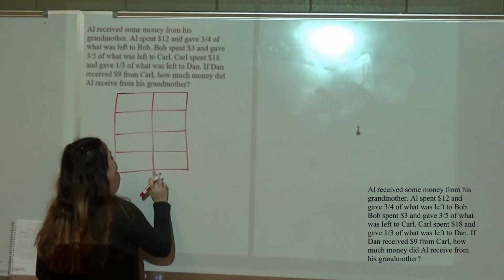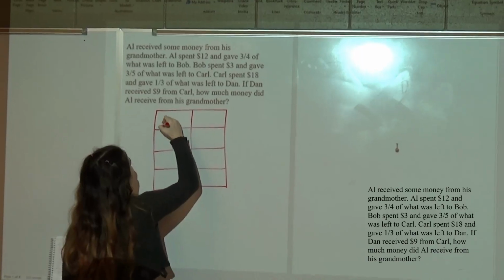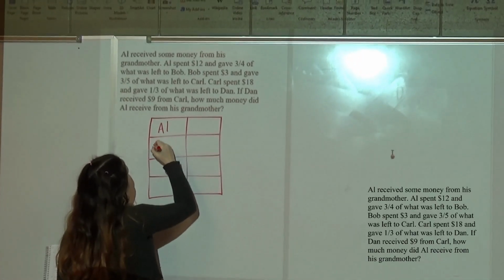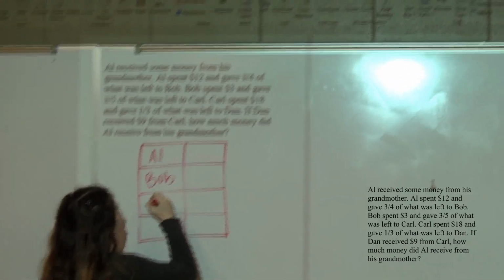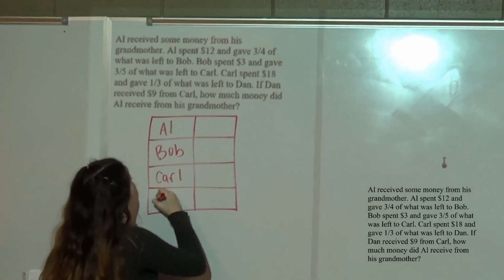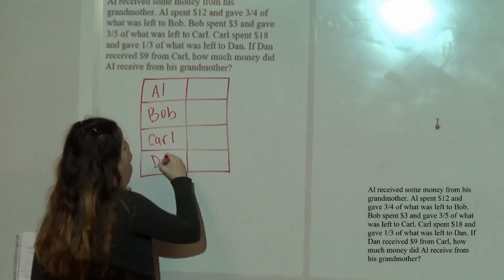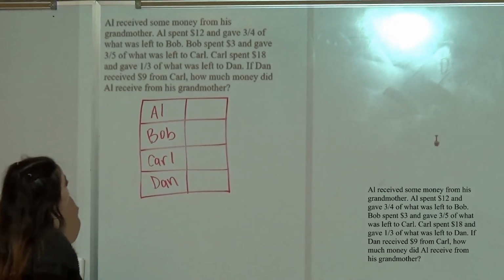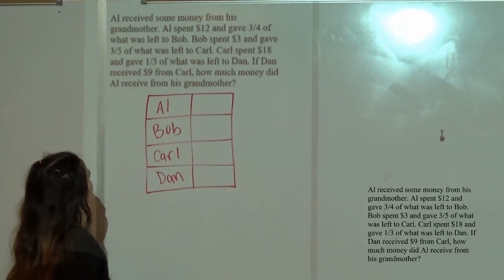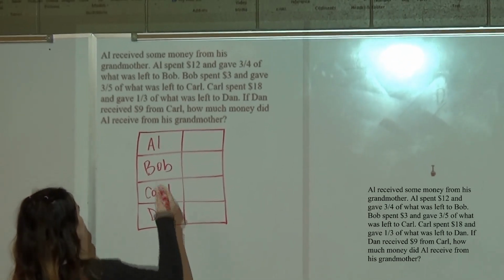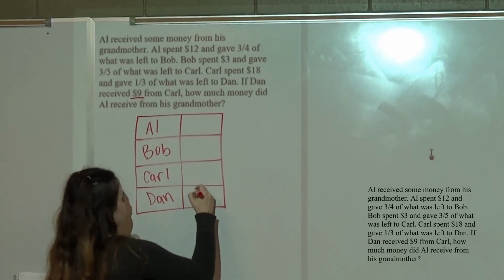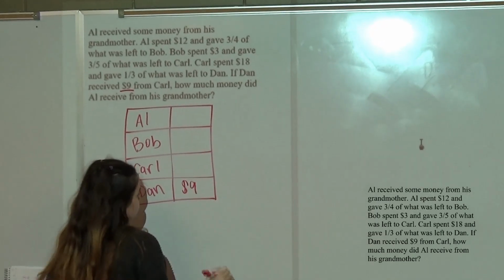On the table, I'm just going to write everyone's name down in the order in which they got the money. So Al first, then Bob, then Carl, and then Dan. So we know where to start because we are originally getting what Dan received from Carl. So Dan got $9 from Carl, so we already know what Dan got.